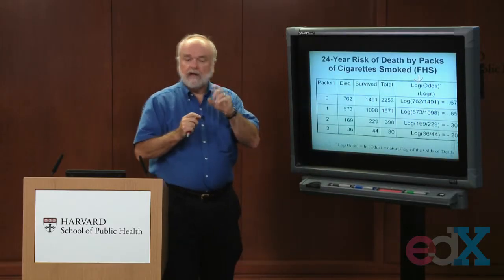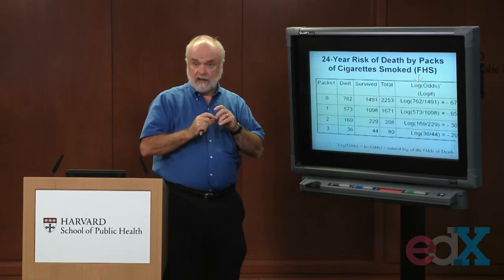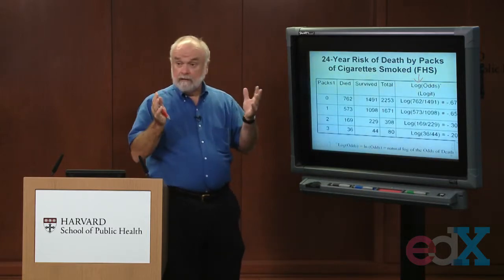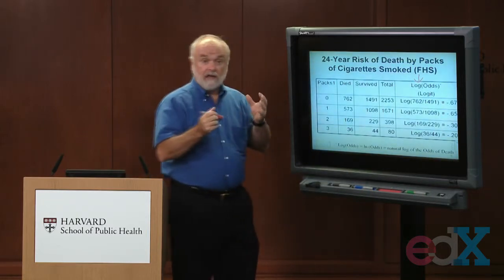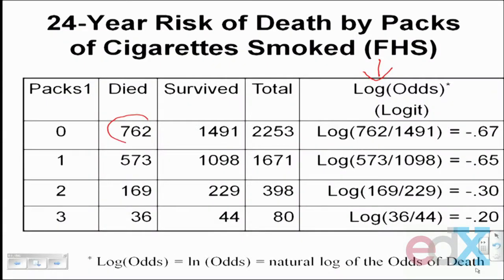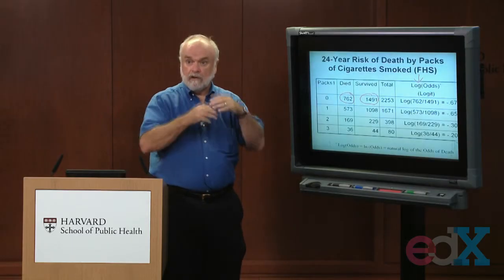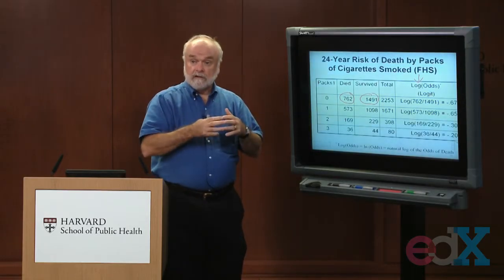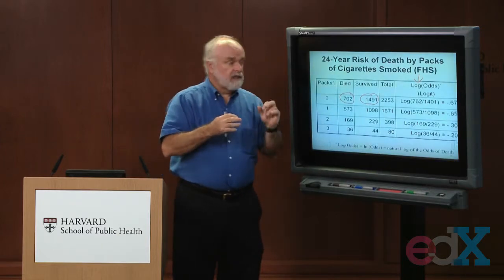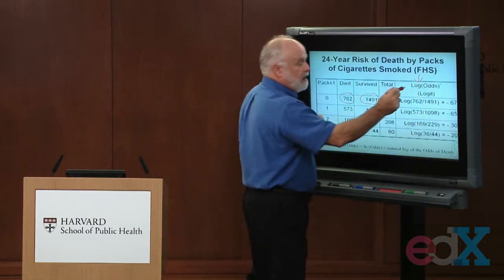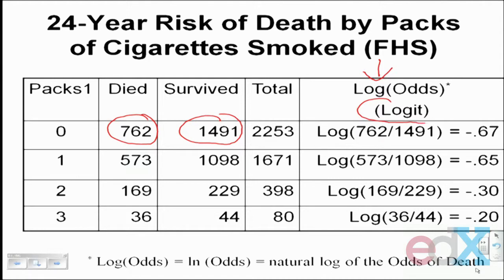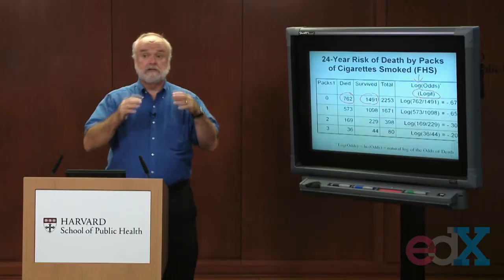I'm going to first calculate the odds of dying in each of those categories. For the non-smokers, remember, the odds of dying are nothing more than the number of deaths, 762, divided by the number of non-deaths, 1,491. That's the odds of dying. We talked about that in a previous lecture. But instead of reporting the odds in the last column, I'm going to report the log odds. And there's a name for that in statistics. It's called the logit, L-O-G-I-T, because it defines something called logistic regression.